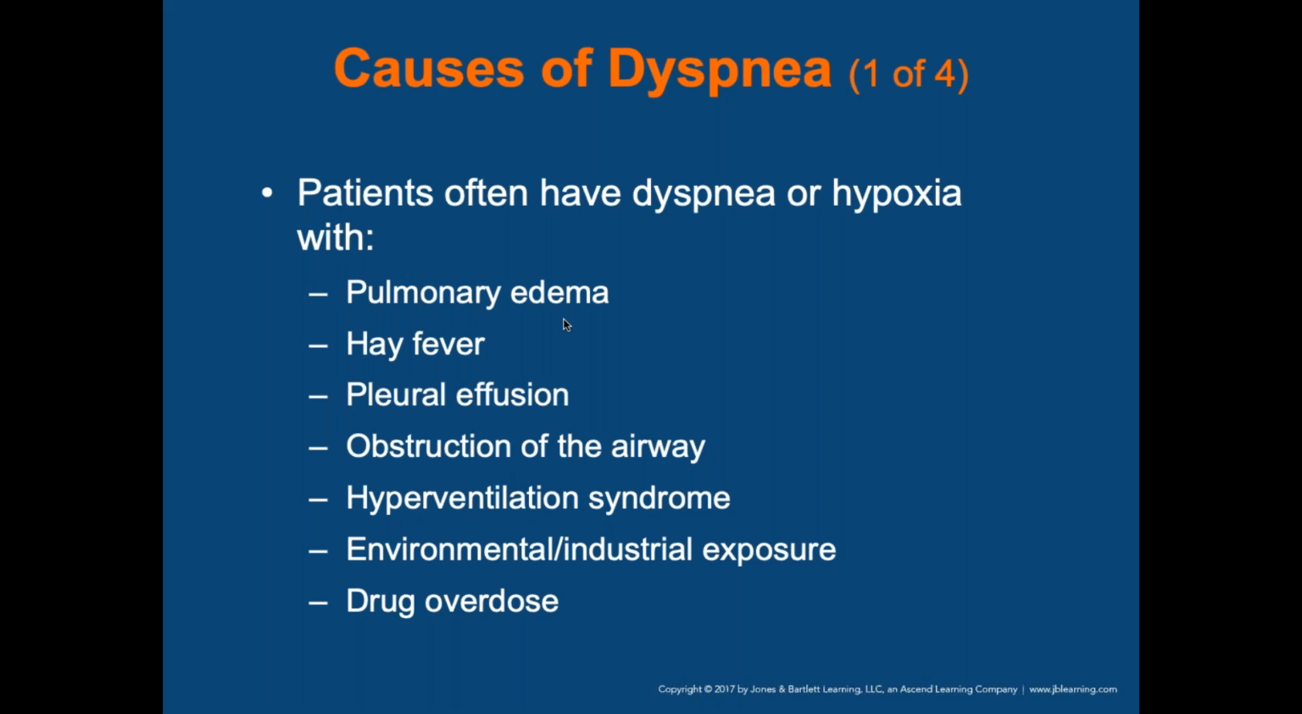So patients often have difficulty breathing or hypoxia with the following medical conditions. We'll cover those here: pulmonary edema, hay fever, pleural effusion, obstruction of an airway, hyperventilation syndrome, environmental or industrial exposure. We'll talk about black lung, things like that back in the coal mine days. Carbon monoxide poisoning.